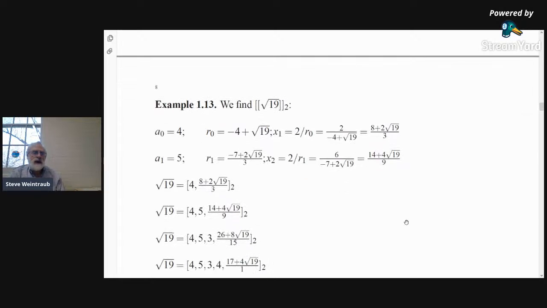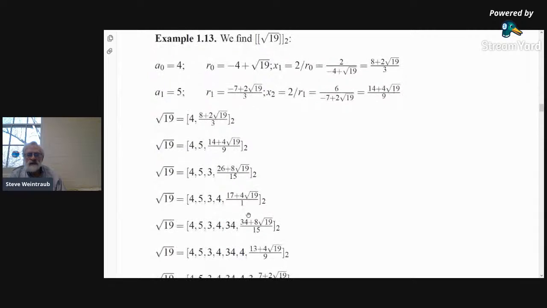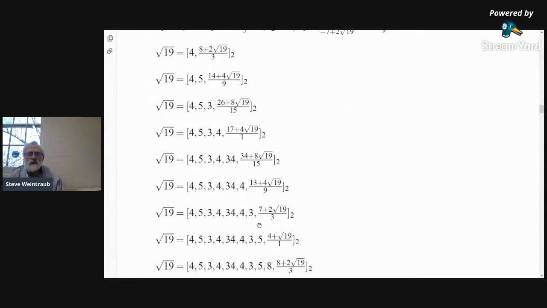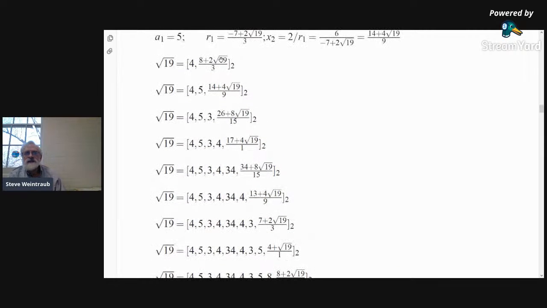And if we continue in this way, here's what we're going to get. Here we'll get 4 and 8 plus 2 times square root of 19 over 3, then 4, 5, 14 plus 4 times square root of 19 over 9. We continue in this way, right? We get all these different numbers here. But now, actually, when we get up to x sub 9 here, x sub 9 is the same as x sub 1. Okay? So you notice that we're going to repeat again.